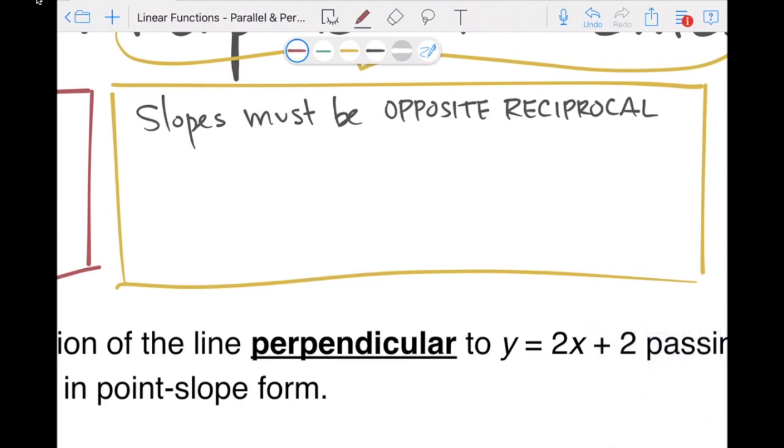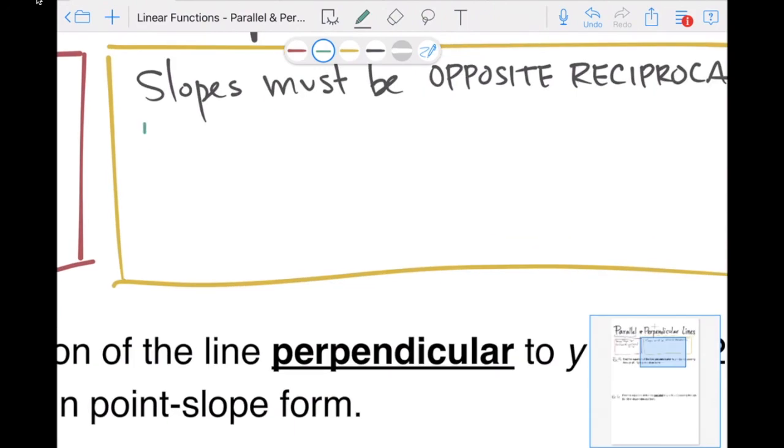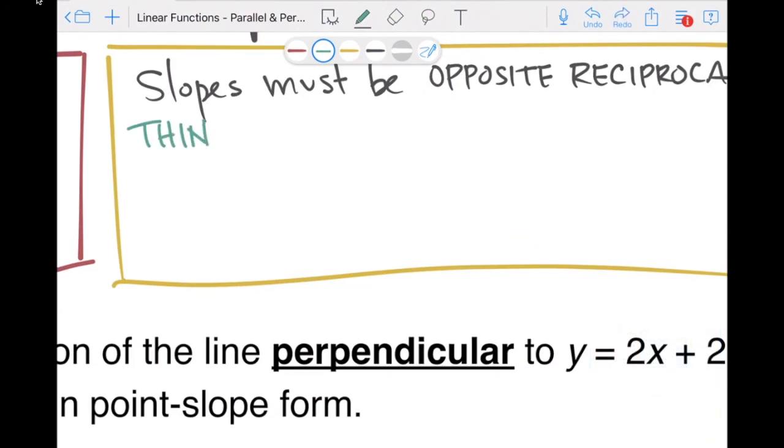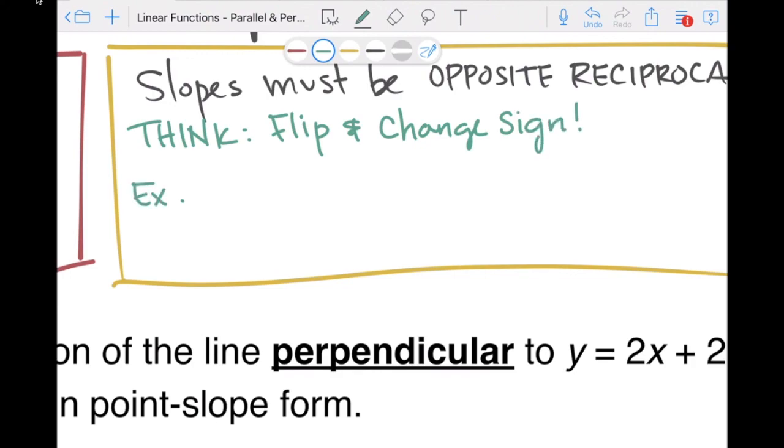Opposite means opposite sign. So one of the slopes for perpendicular lines needs to be positive and the other one negative. Reciprocal means that you flip, you reverse the numerator and the denominator. So I always tell my students to think: flip and change the sign. So some examples. If one line has a slope of, let's say, 2/3, a line perpendicular to it will have a slope that's flipped. So instead of 2 over 3, it's going to be 3 over 2. And even though it's not written, it's a positive 2/3, so it's going to turn into a negative 3/2.